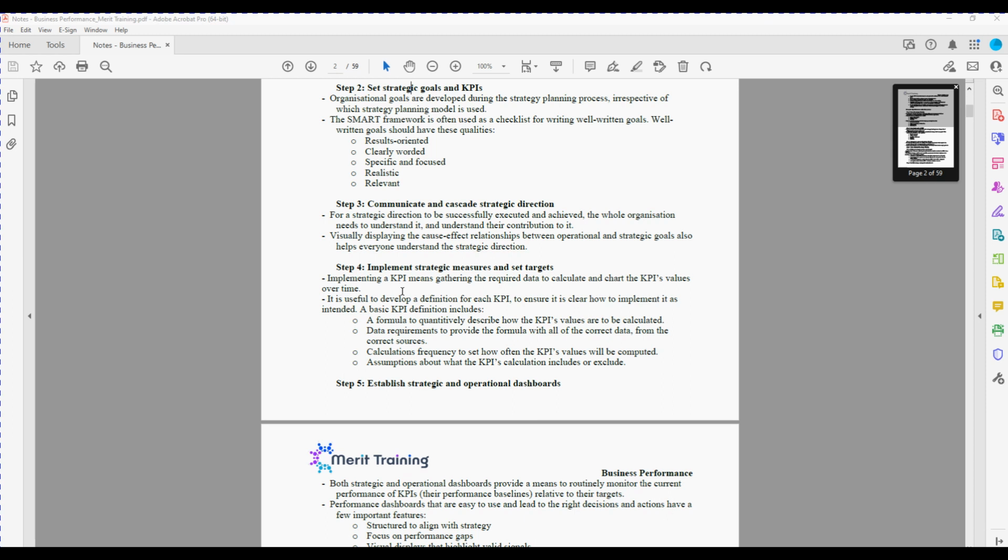A basic KPI definition includes, number one, a formula to quantitatively describe how the KPI's values are calculated. Number two, the data requirements to provide the formula with all of the correct data. Number three, calculation frequency to set out how often the KPIs will be computed, and assumptions about what the KPI's calculation includes or excludes. Because the devil is in the detail, right?